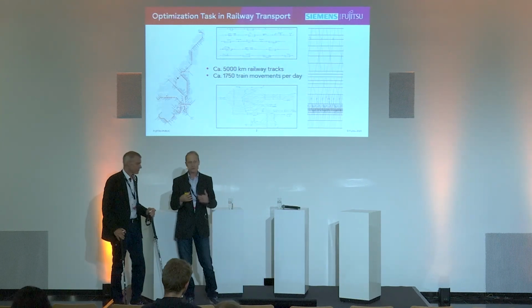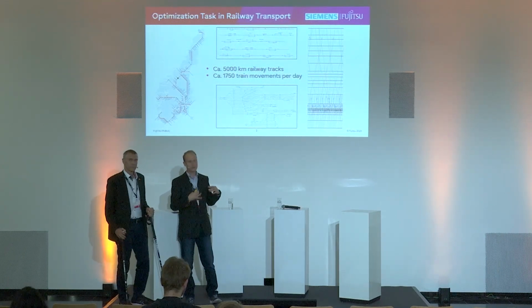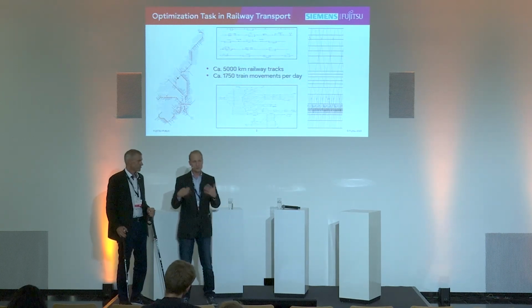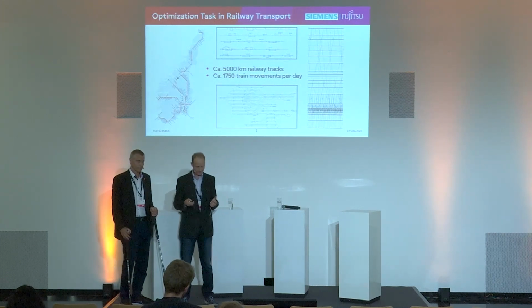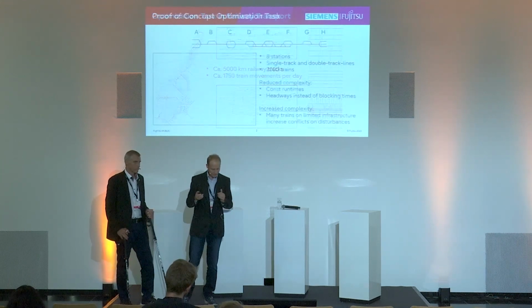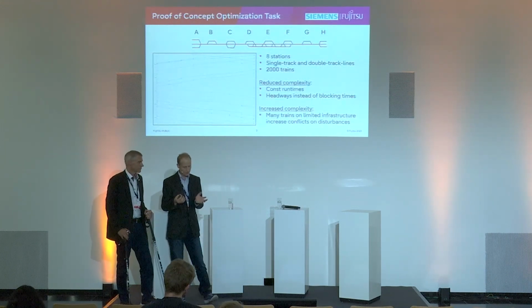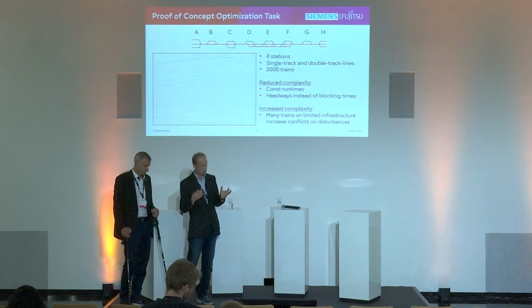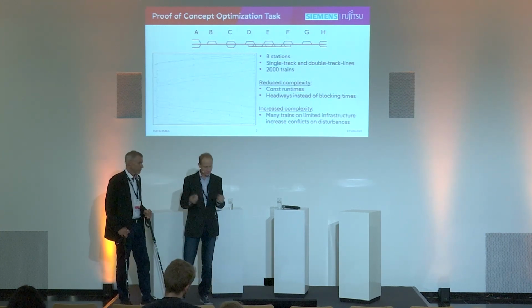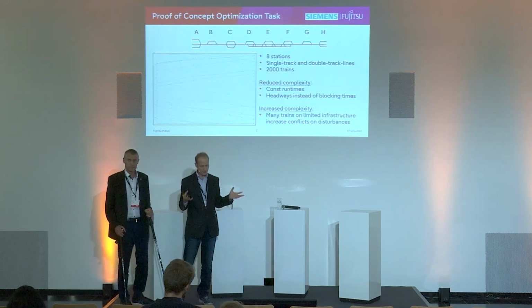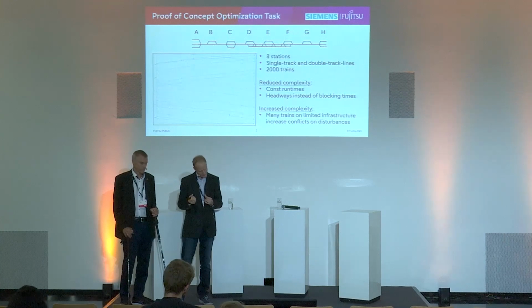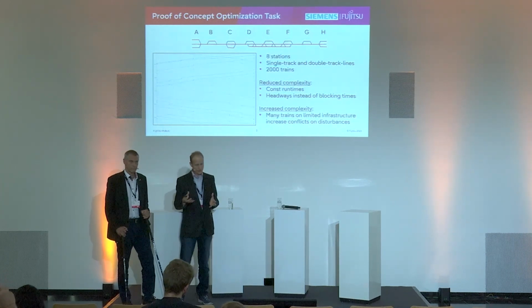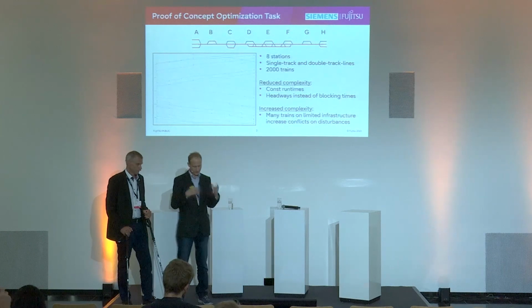Our objective was to have a proof of concept. And this huge network with about 5,000 kilometers of tracks and about 2,000 train movements per day is too big for a proof of concept. So we decided to create a partially simplified network, but still with sufficient complexity, representing this entire topology. So we created a mix of double track lines and single track lines around 8 stations, and put there about 2,000 trains. So it's similar to what we have for Norway, the entire country.